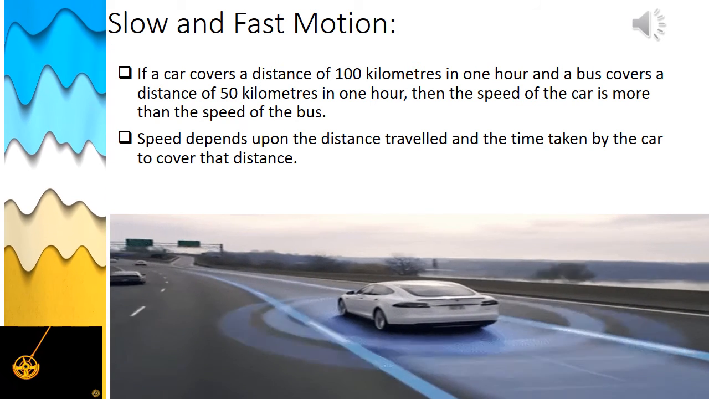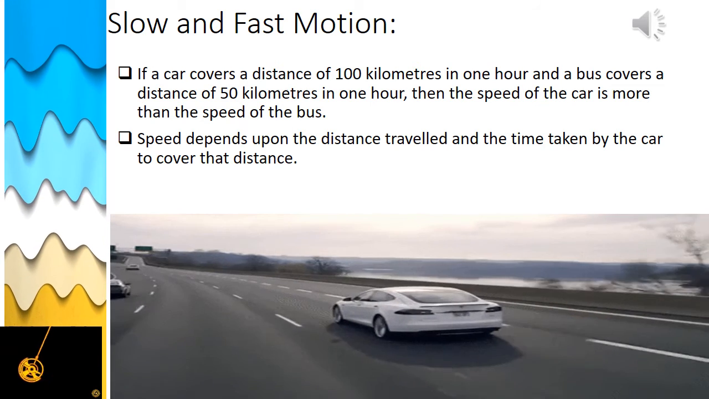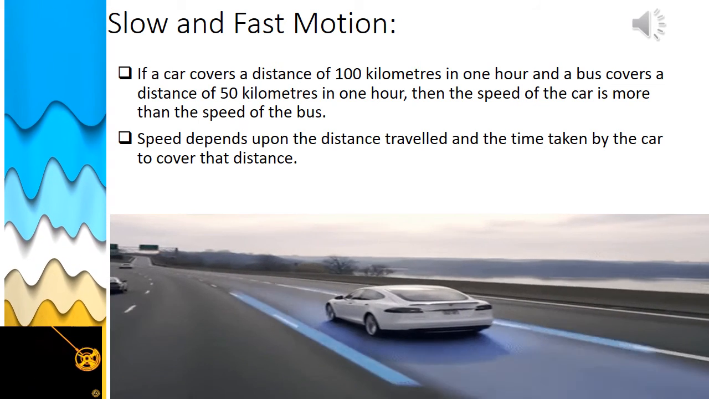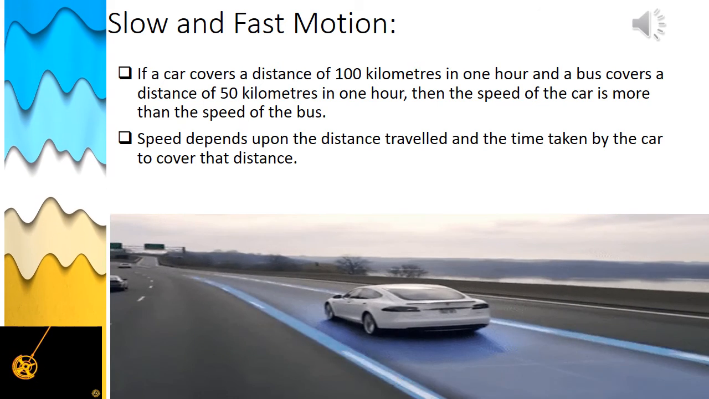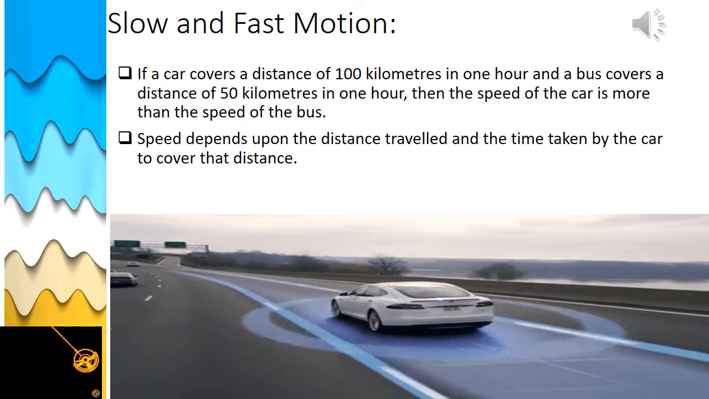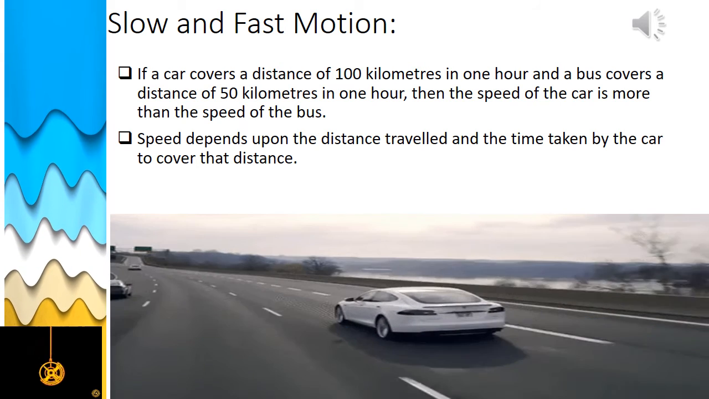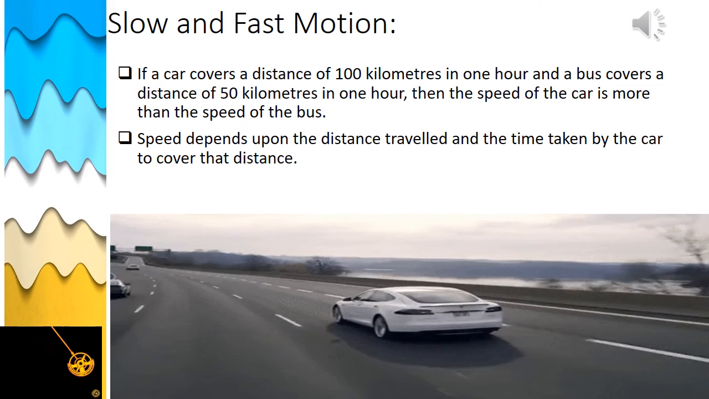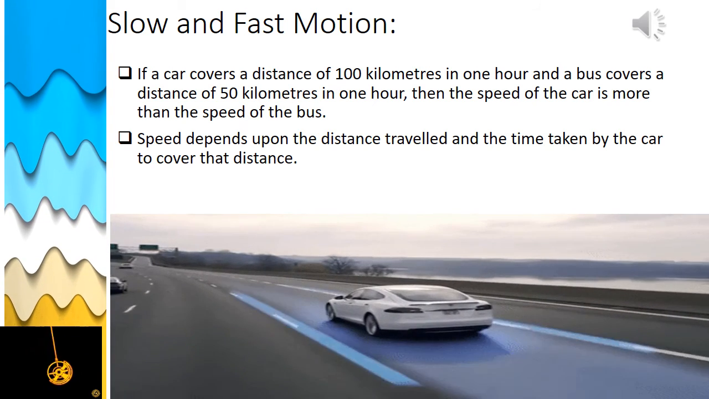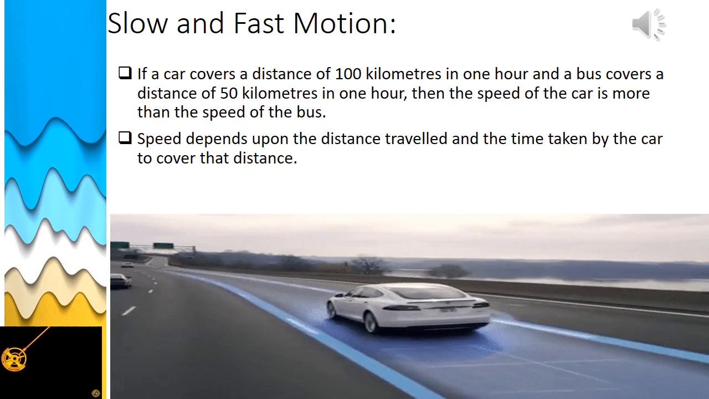You can find out whether an object is slow or fast by knowing its speed. Okay, here I have given you an example. If a car covers a distance of 100 kilometers in 1 hour and a bus covers a distance of 50 kilometers in 1 hour, then the speed of the car is more than the speed of the bus. Right? You can easily make it out. But what I said, that you can find out whether an object is slow or fast by knowing its speed. So this speed depends upon the distance travelled and the time taken by the car to cover the distance.